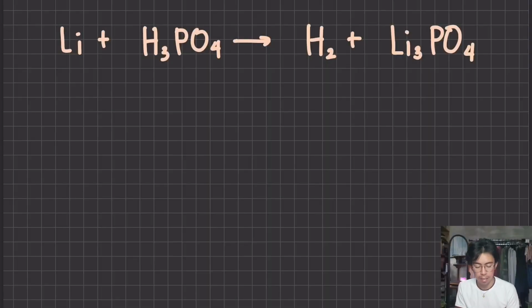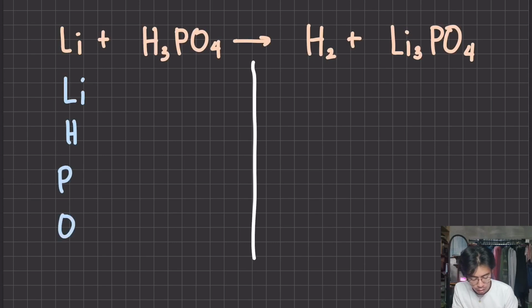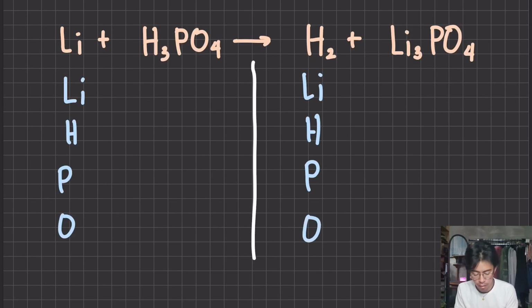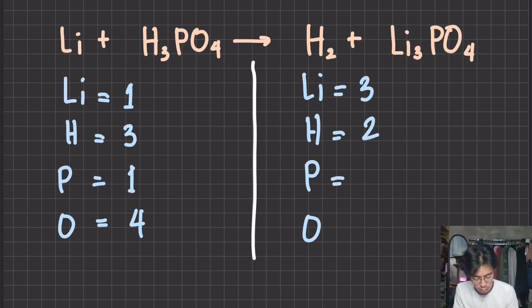Next problem. Again, separate the reactant side from the product side. Write all the elements. Phosphorus, oxygen. Copy the same pattern on the product side. Then write the number of atoms of each element. Lithium 1, hydrogen 3, phosphorus 1, oxygen 4. On the product side, lithium is 3, hydrogen is 2, phosphorus is 1, and oxygen is 4.